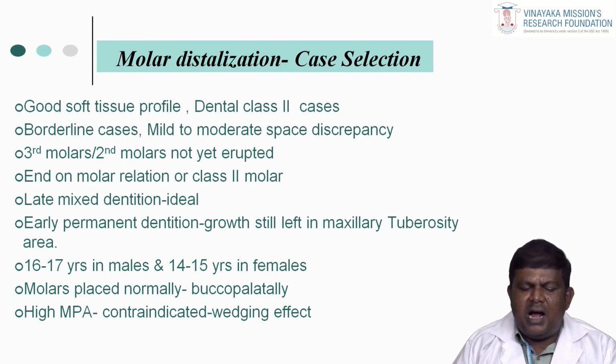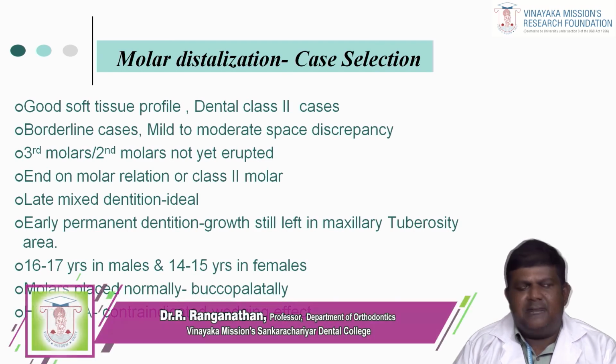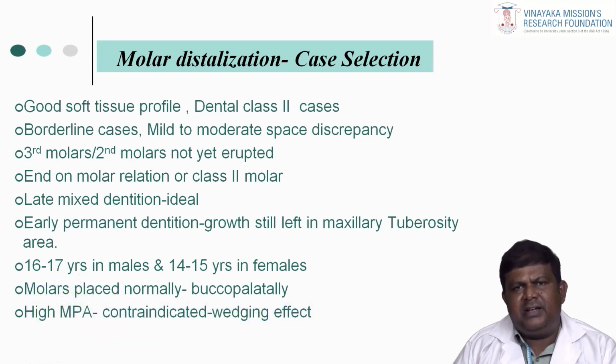Third molars and second molars are not yet erupted. End on molar relation or class 2 molar relation. Late mixed dentition is ideal. Early permanent dentition, with growth still left in the maxillary tuberosity area: 16 to 17 years in males, 14 to 15 years in female patients. Molars placed normally buccopalatally. High mandibular plane angle is contraindicated because of the wedging effect.